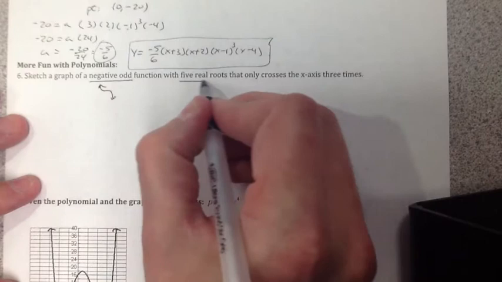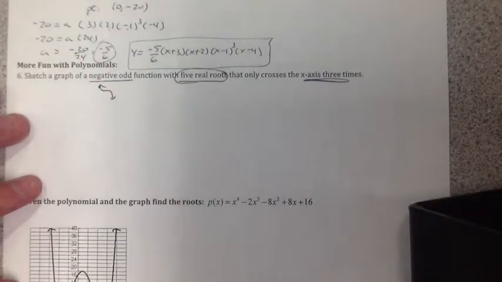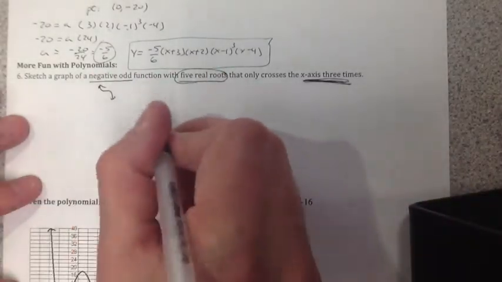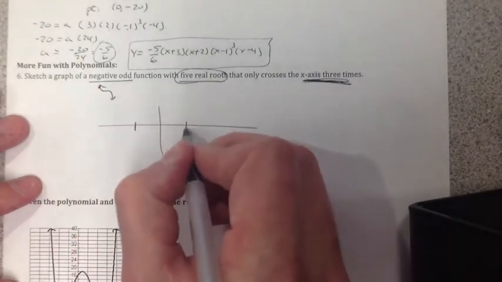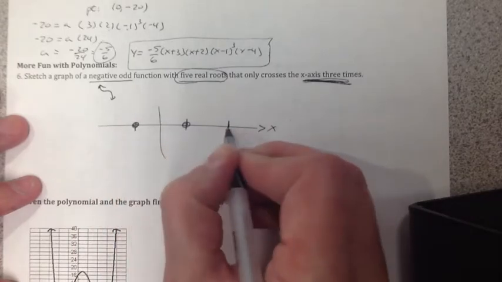But it has 5 real roots that cross the axis only 3 times. Now, that makes it tough. So what I start off with is how many times it crosses the x-axis. They don't give me any value, so I'm just going to make it cross here, 2, and 3. There's my x-axis. This is where it crosses.